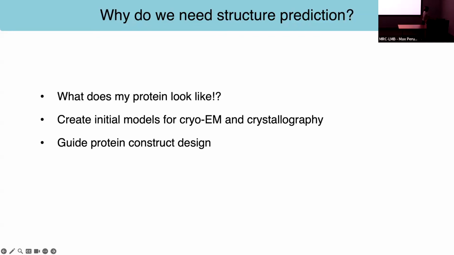It's useful for guiding protein construct design, and for a lot of biochemistry projects, it's useful to have an AlphaFold model to then use when you're designing constructs. And really what you want to do is generate testable hypotheses that you can then use other methods to test if these hypotheses are correct or not.